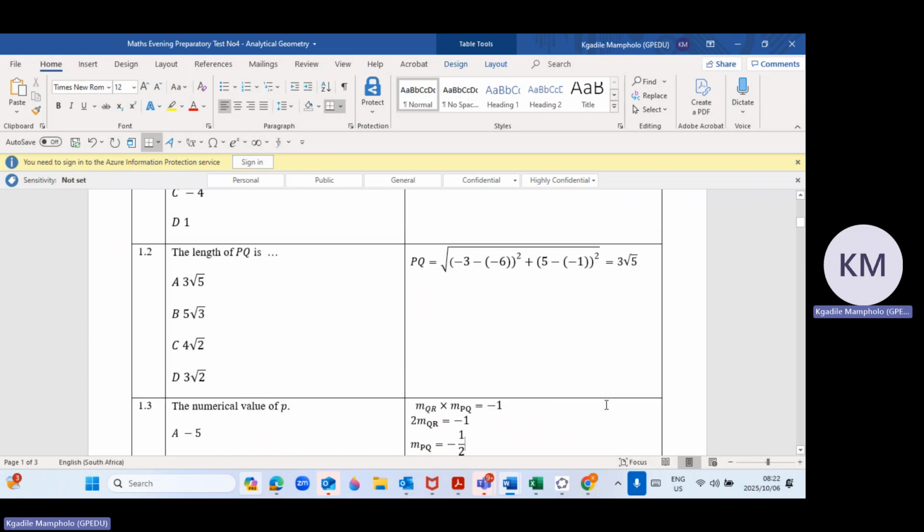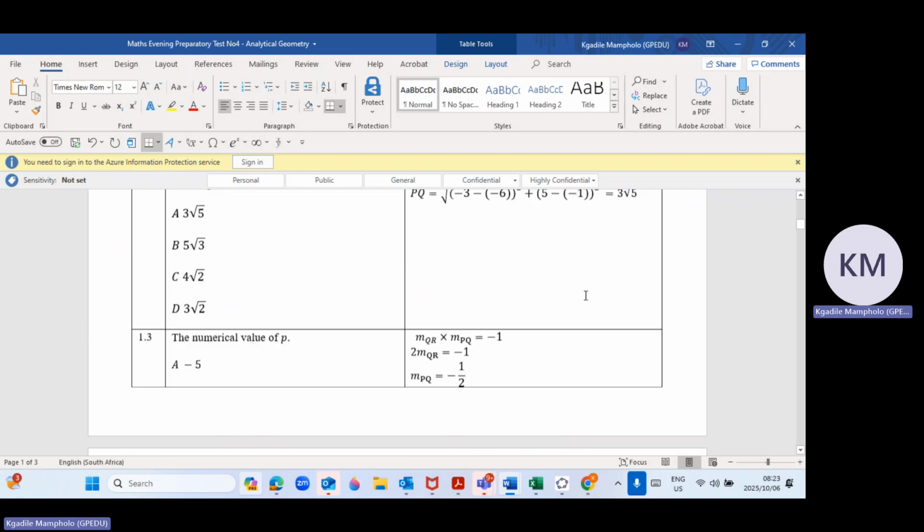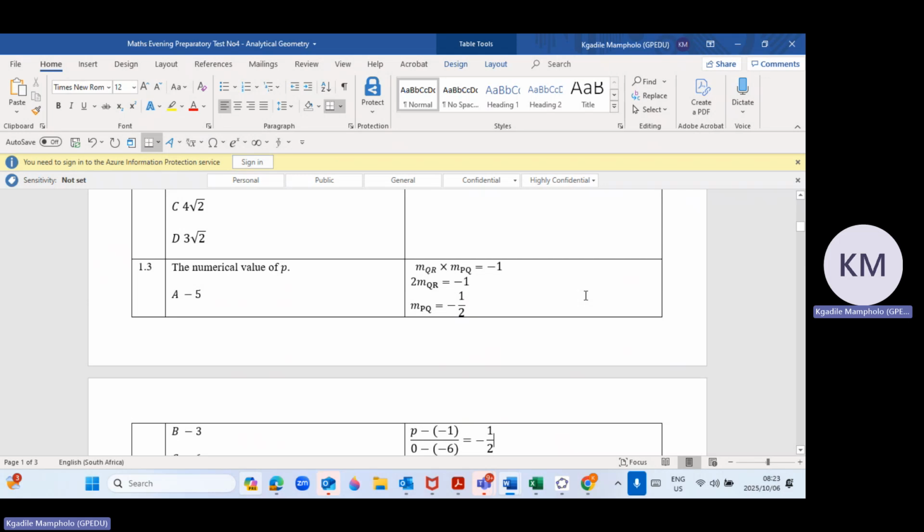1.2, the length of PQ, using the distance formula, you'll get the answer as 3√5. 1.3, find the numerical value of p.